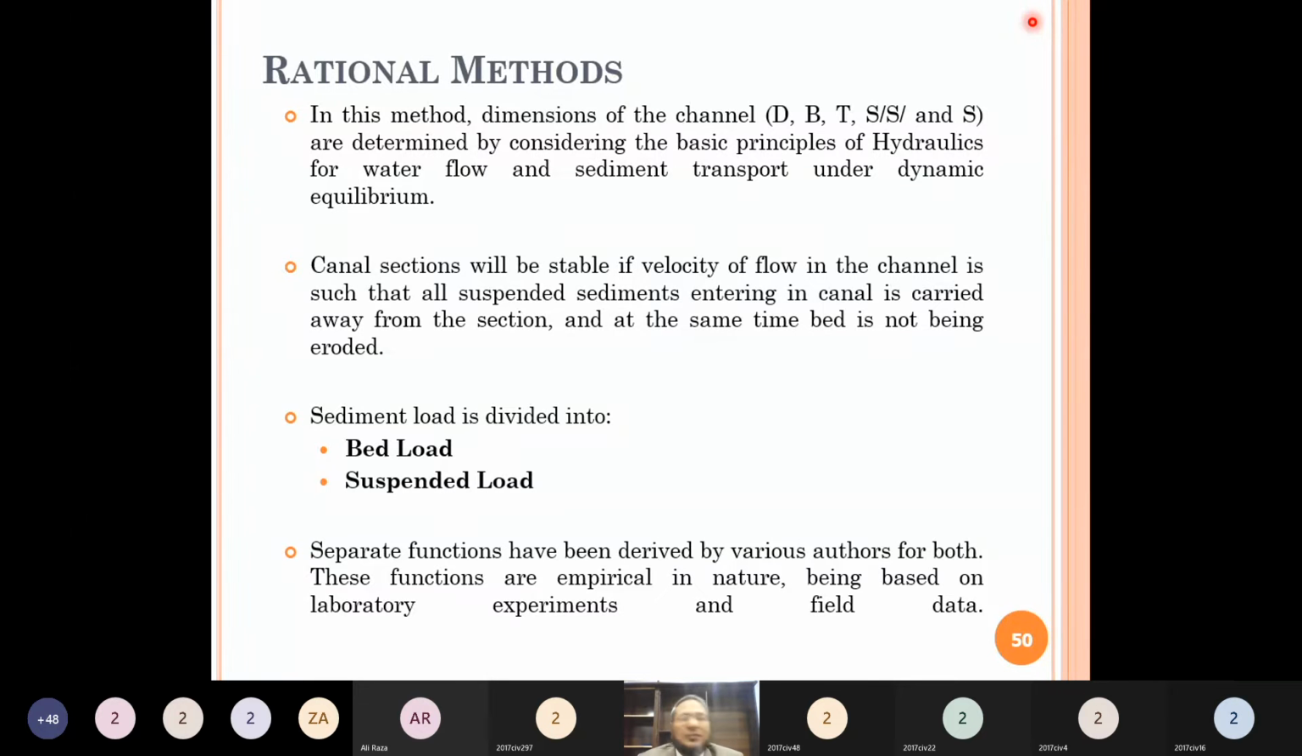ओके तो आपने जो regime method पढ़े हैं, कितने पढ़े हैं? 2 सर। 4 regime methods. Number 1 Kennedy method. Kennedy ने किस साल में ये थ्योरी दी अपनी Kennedy थ्योरी? In 1895. 1895 में दी ना? यस सर। और उसने किस कैनाल का डेटा यूज किया?